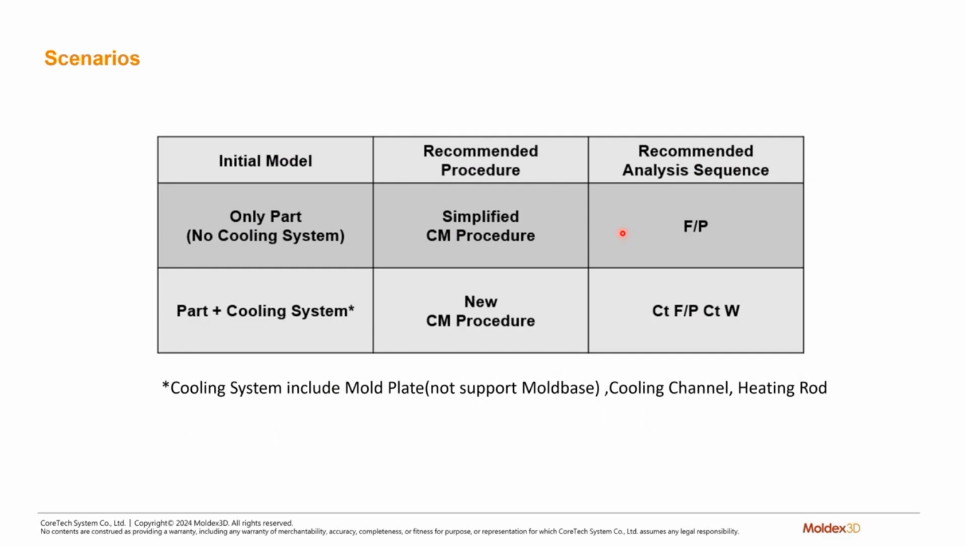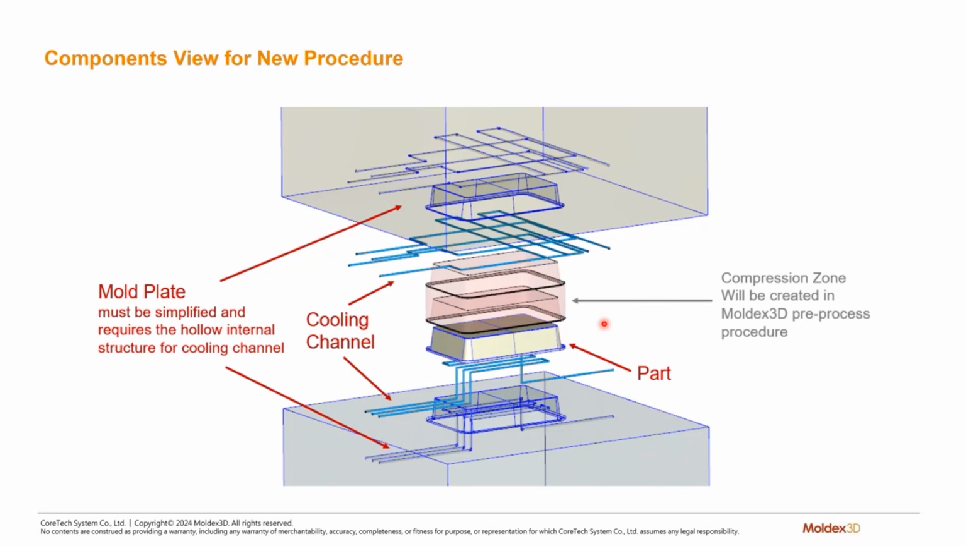Here is the summary table for you. If today you only have a part without a cooling system, you can use our simplified procedure. If you have a cooling channel, you can use our new procedure. This is the components view from the new procedure. You can see the mold plate, cooling channel, part, and the compression zone.